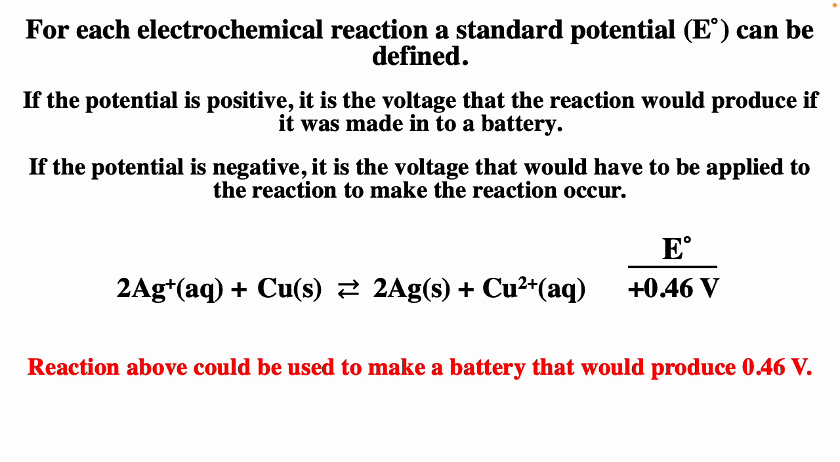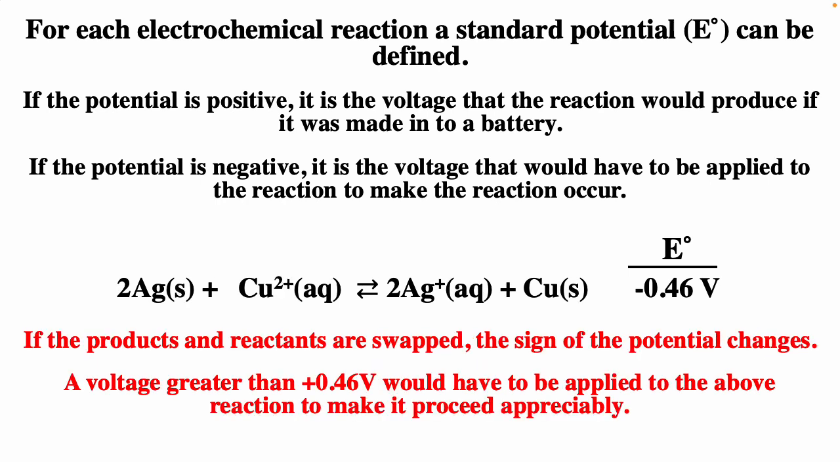So typically for electrochemical reactions, a standard potential can be defined. If the potential is positive, that is the voltage that the reaction would produce if made into a battery. If the potential is negative, that is the voltage that would have to be applied to force the reaction to occur. Here we have silver ions plus copper metal going to silver metal plus copper ions. Its potential is plus 0.46 volts. If we made this into a battery, that's the voltage we should measure.